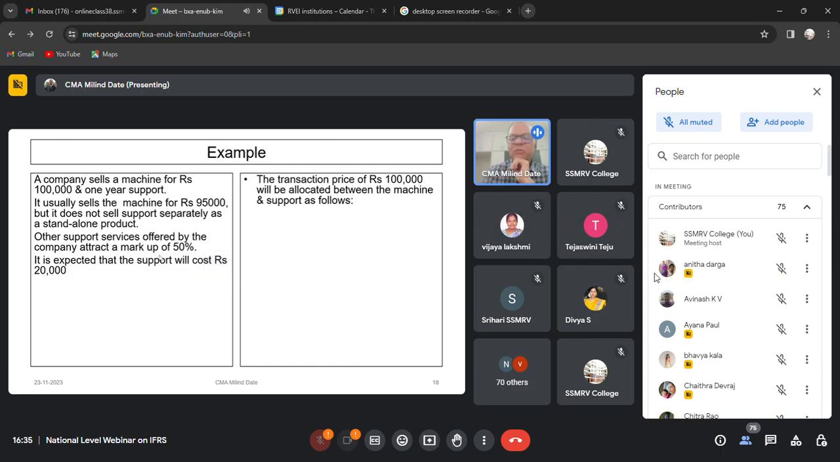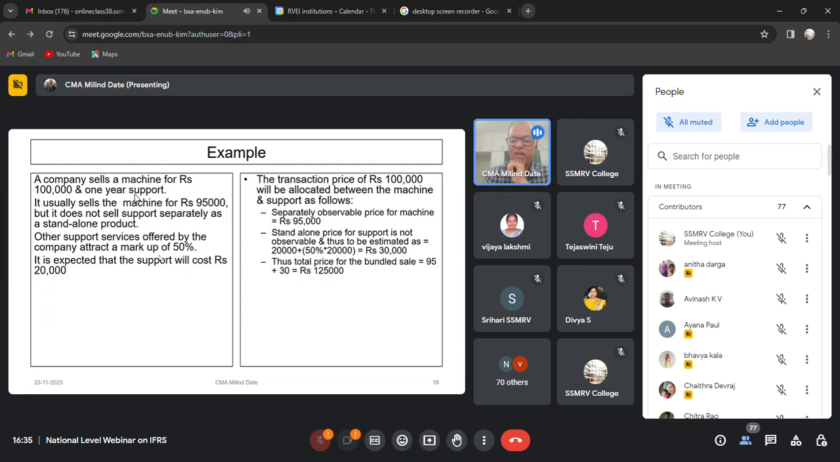So the transaction price is 100,000, to be allocated between the machine and support. As I said, the separately observable price of the machine is 95. The standalone price of support is not observable, so you estimate it: 20,000 cost, 50% markup, so the total is 30. So the total becomes 125, but the transaction price is 100,000. So the customer is getting a discount of 20%. 25 on 125 is 20%, right?